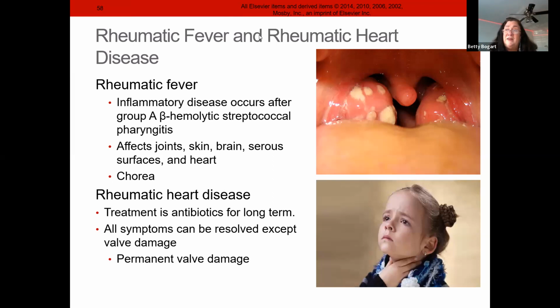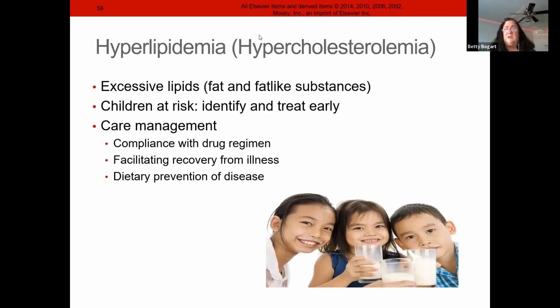So how do we treat this? Antibiotics. Now, one of the worst things about rheumatic fever, rheumatic heart disease, is that it affects valves, usually the mitral valve. Once it's damaged, it will not be able to be fixed with antibiotics. All the other symptoms go away, but the heart valve will still be damaged.